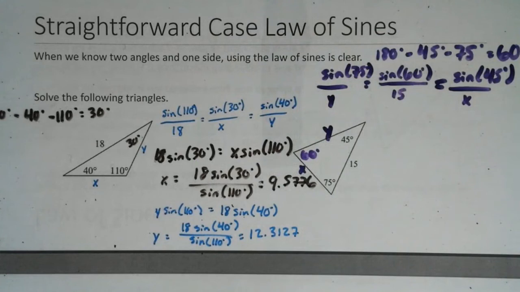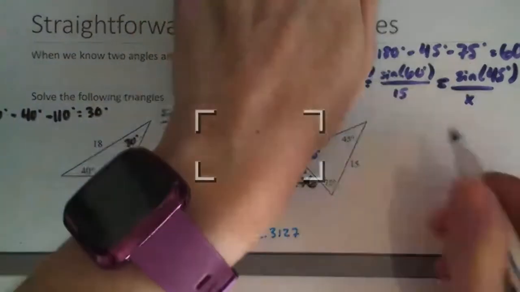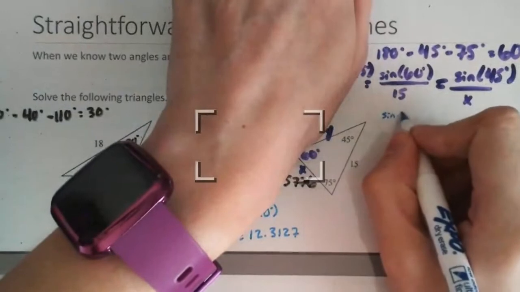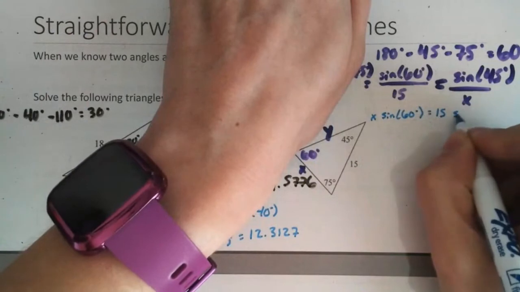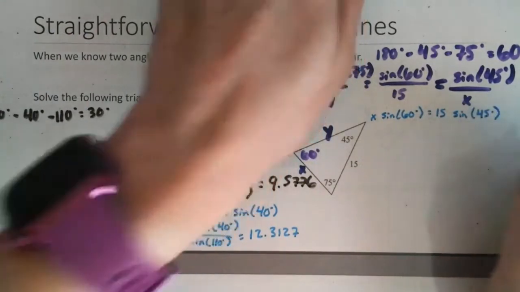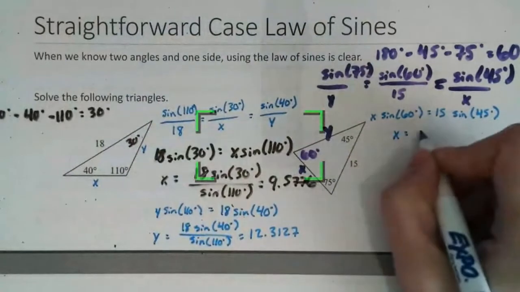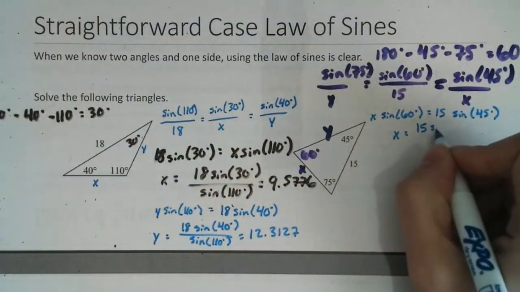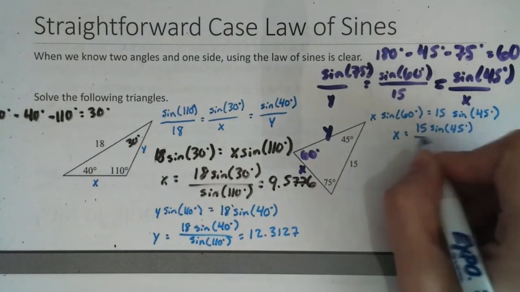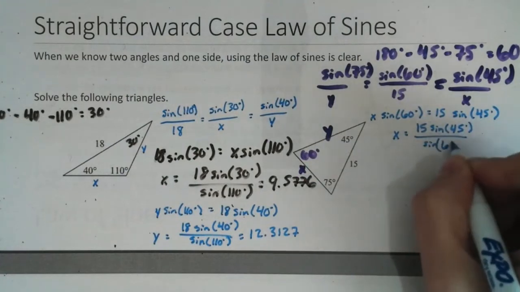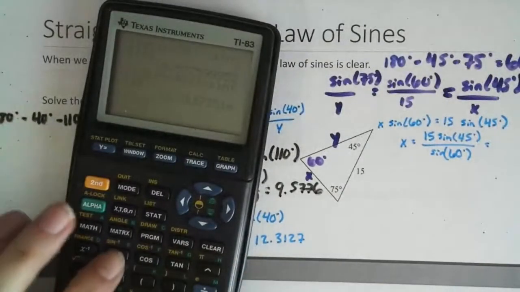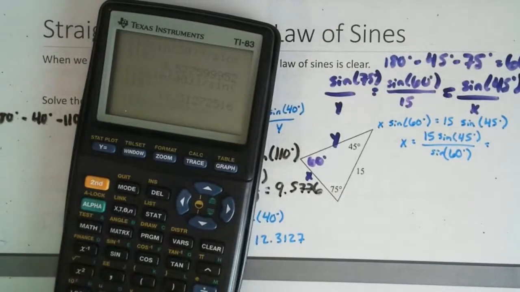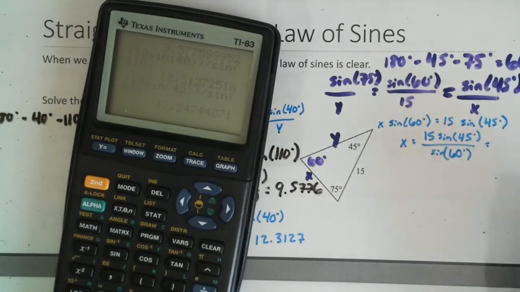Now I'm just going to do my cross multiplication. I'll solve for x first. So I'll have x times the sine of 60 is equal to 15 times the sine of 45. Dividing both sides by the sine of 60, I get x is equal to 15 times the sine of 45 over the sine of 60. If I type that in, that's 15 sine of 45 over the sine of 60. That gives me 12.2474.